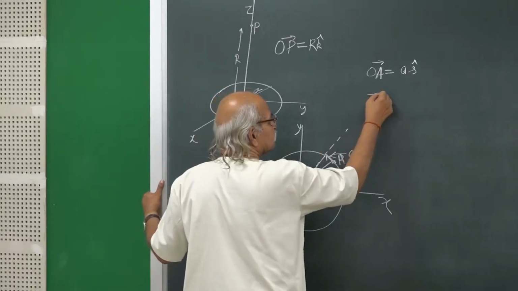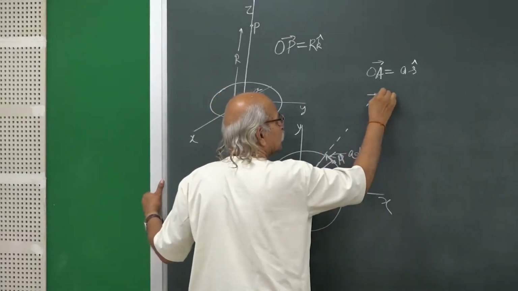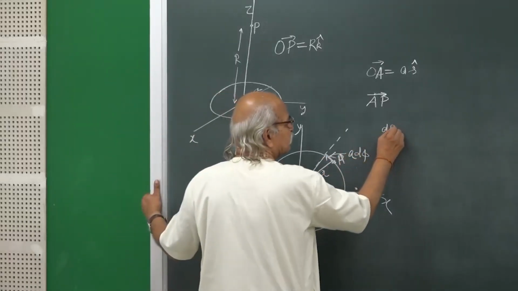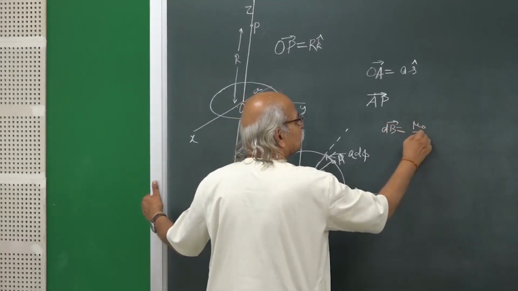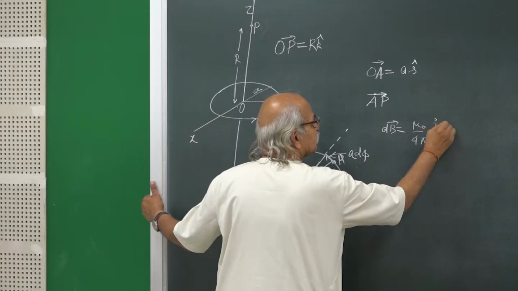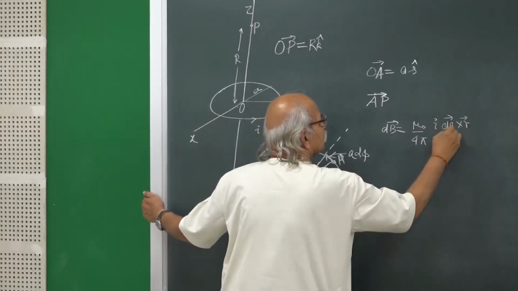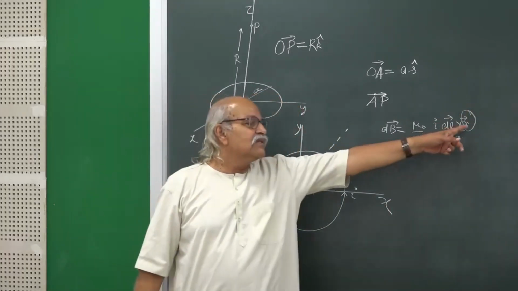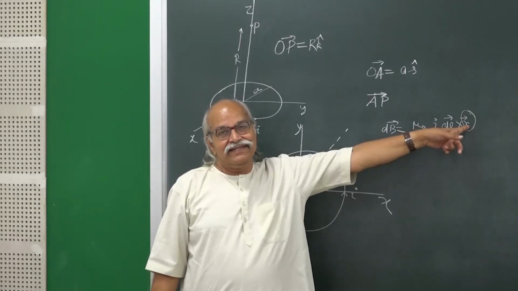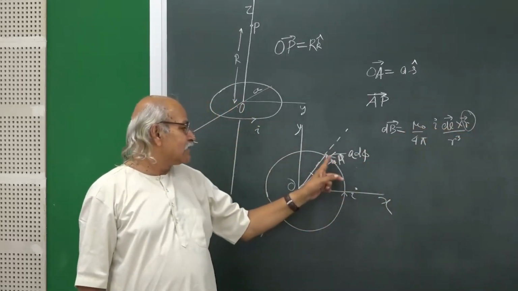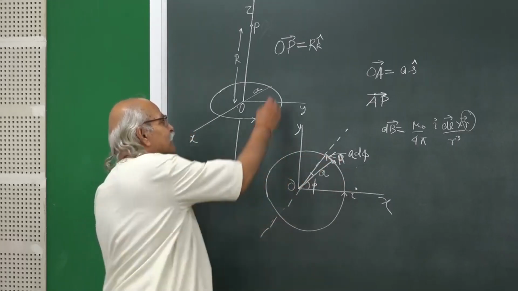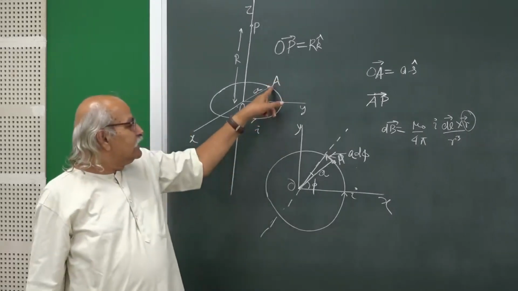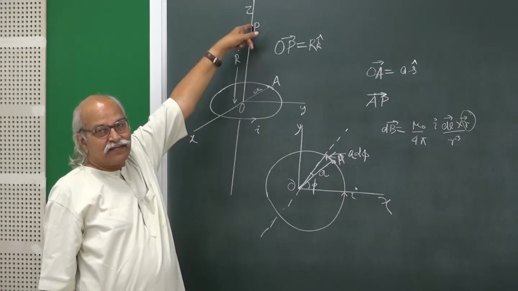This vector A to P, why am I interested in A to P? Because in the Biot-Savart law I will be writing dB equal to mu naught over 4 pi, I dl cross r by r cube, and this r vector is from the current element to the point where the field is needed. Here is the current element at A, somewhere here, this is our current element, this point is A, and then the field point where the field is needed is here, P.